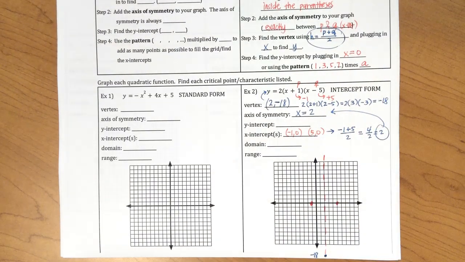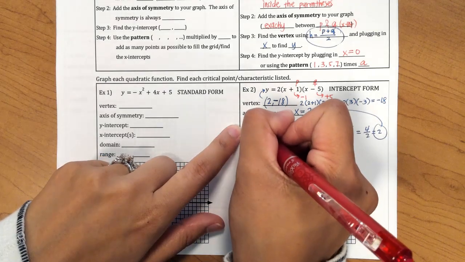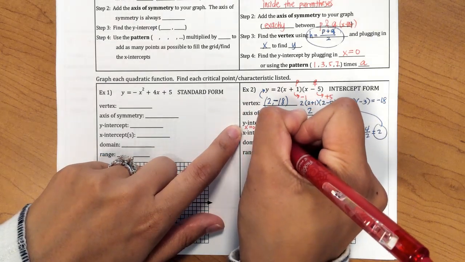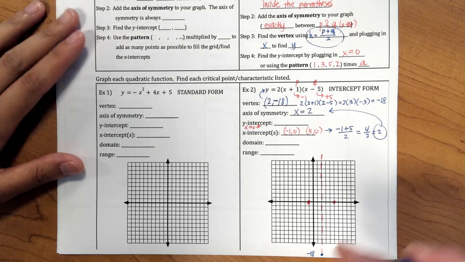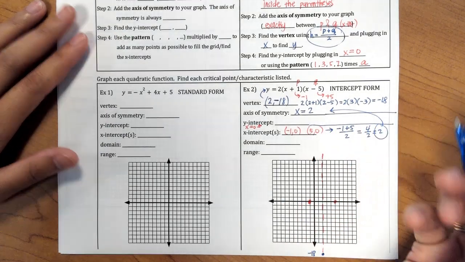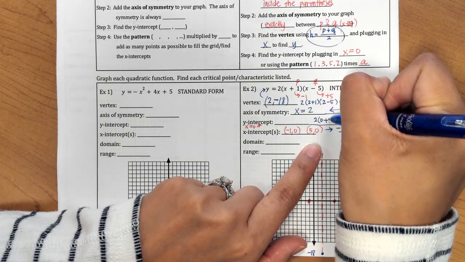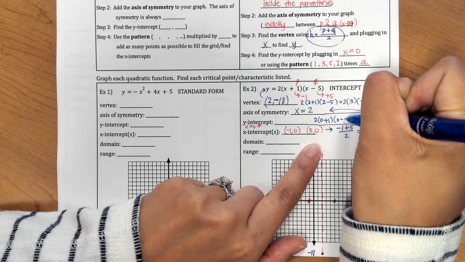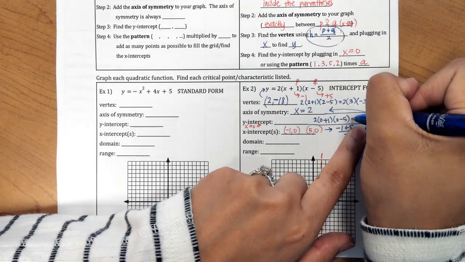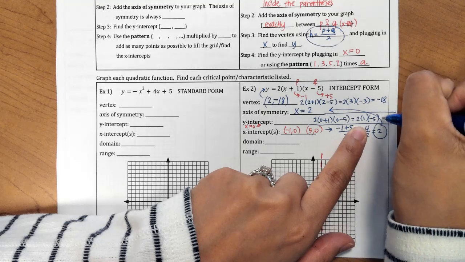So our 135 times a doesn't work. So I'm going to plug in x equals 0. And I'll do that right here. Sorry guys, I'm running out of space. So I'll have 2 times (0 plus 1) times (0 minus 5), which is just 2 times 1 times -5, which is -10.